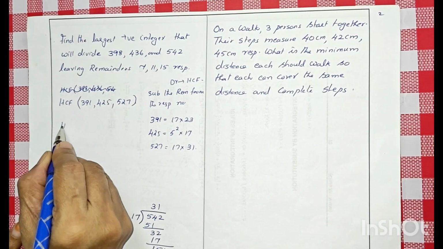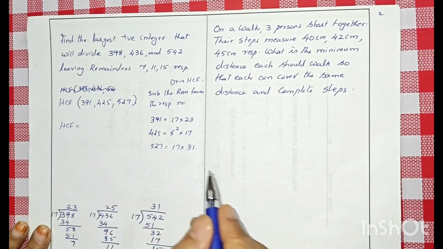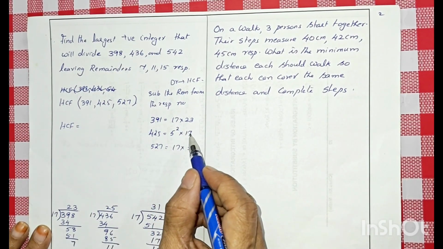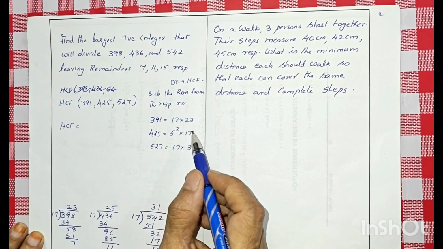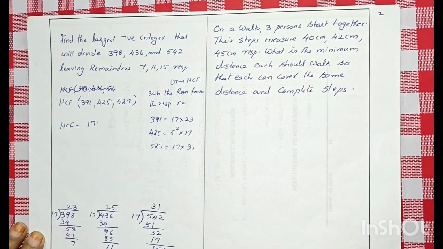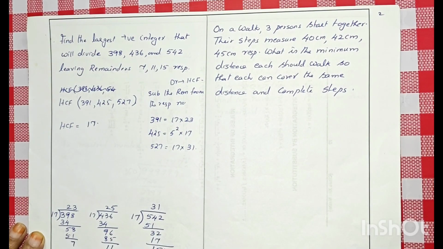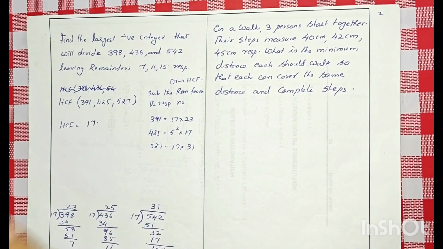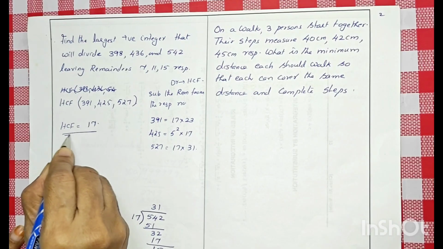Now HCF is equal to... you have to find which is common in all the three. So the common in all the three is only 17. So HCF is 17. For checking, this is the required answer.